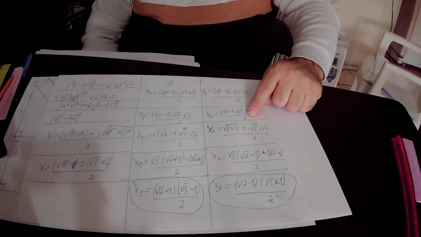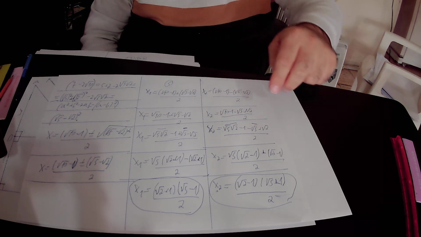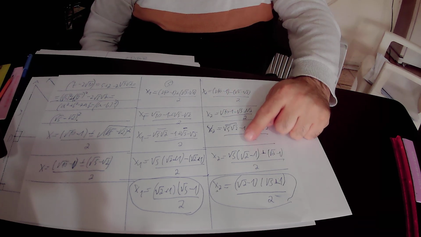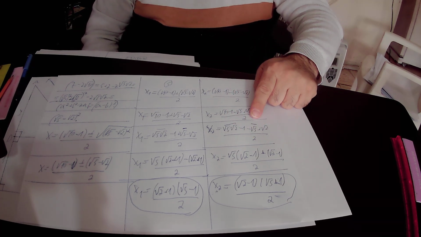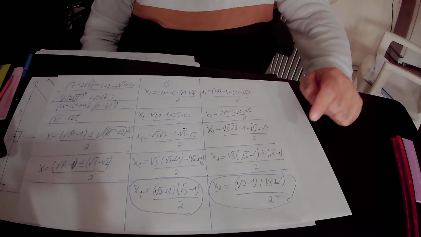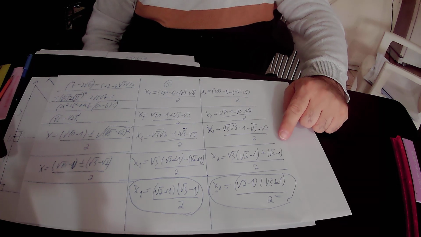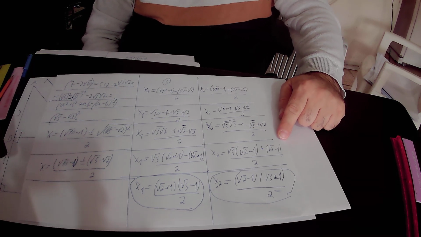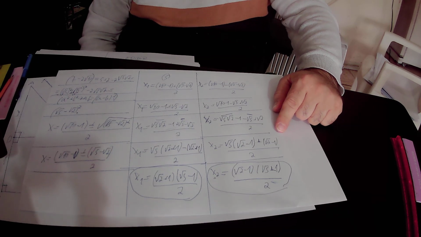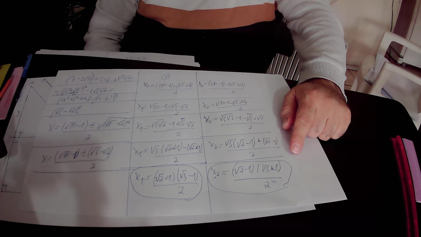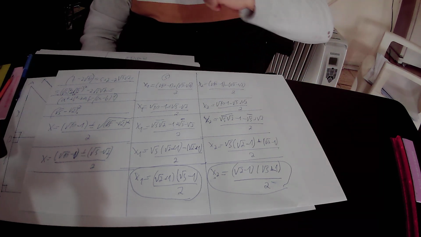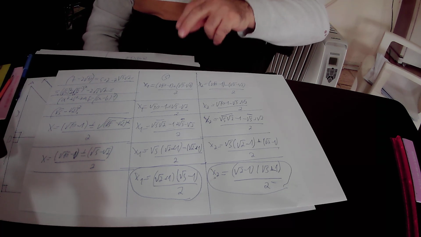So here we took square root of 5 as a common factor out of those two expressions, and we got square root of 5. From this expression what is left is square root of 2, and from the other expression, what is left is minus 1, plus square root of 2 minus 1, over 2. Here we took square root of 2 minus 1 as a common factor, and we got that x2 equals (square root of 2 minus 1) times (square root of 5 plus 1), over 2. So we got the solutions x1 and x2 for our quadratic equation.